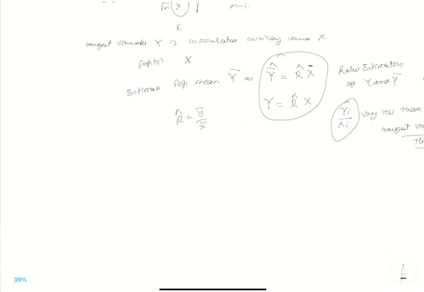So next is the coefficient of variation. Coefficient of variation. So standard deviation of a variable measures the variability, which can also be called dispersion of the variable.